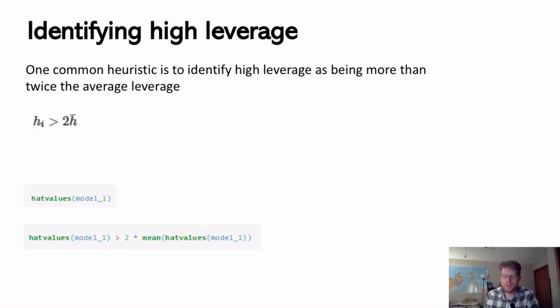There is this handy function in R called hatvalues that literally calculates and will produce the hat value for every observation in your data if you plug in the model that we fit. And then you can just see which of these hat values are greater than 2 times the mean of the hat values. So that's pretty handy.